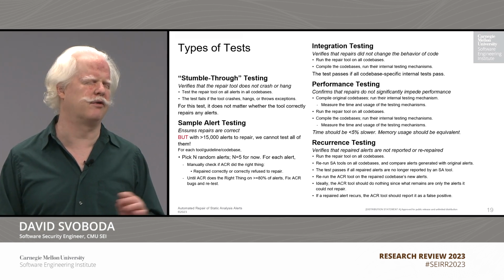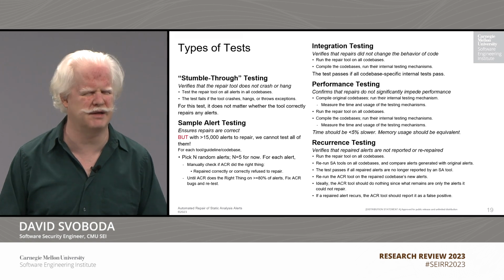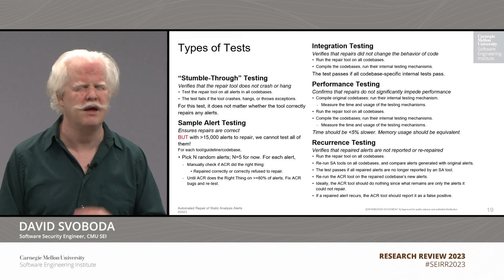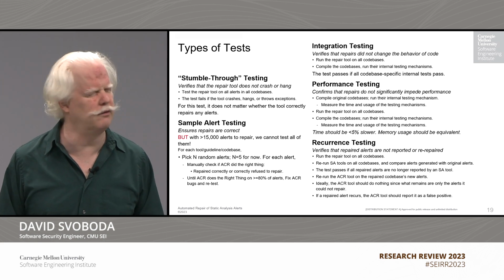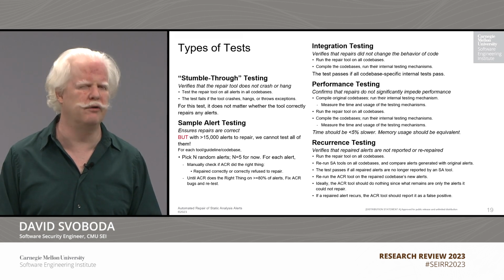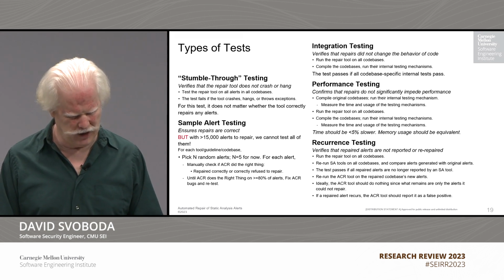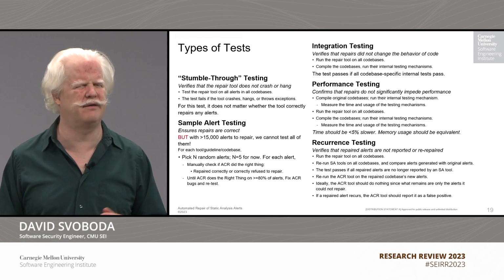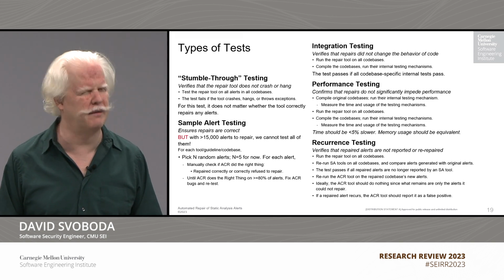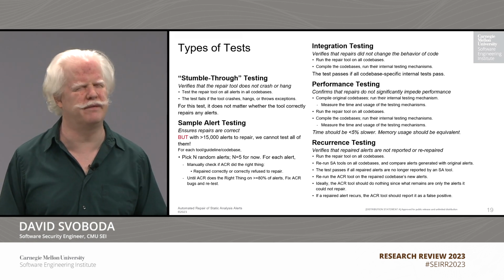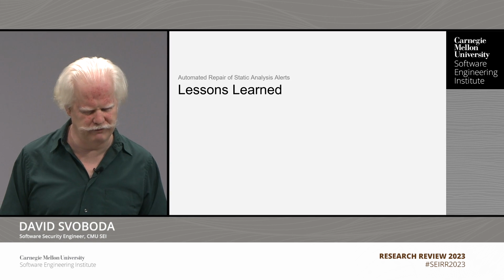And if 80% are correct, then we're happy. We're also doing a stumble-through test where we just make sure that the test mechanism does not crash and does not prevent us from testing the entire thing. For the stumble-through, we're not making sure that all 15,000 produce the correct results. We're just making sure they all produce results. But the important thing is the sample alert testing. We have several other tests here, but I don't really have time to go over them. I'm happy to discuss them with people on an individual basis.